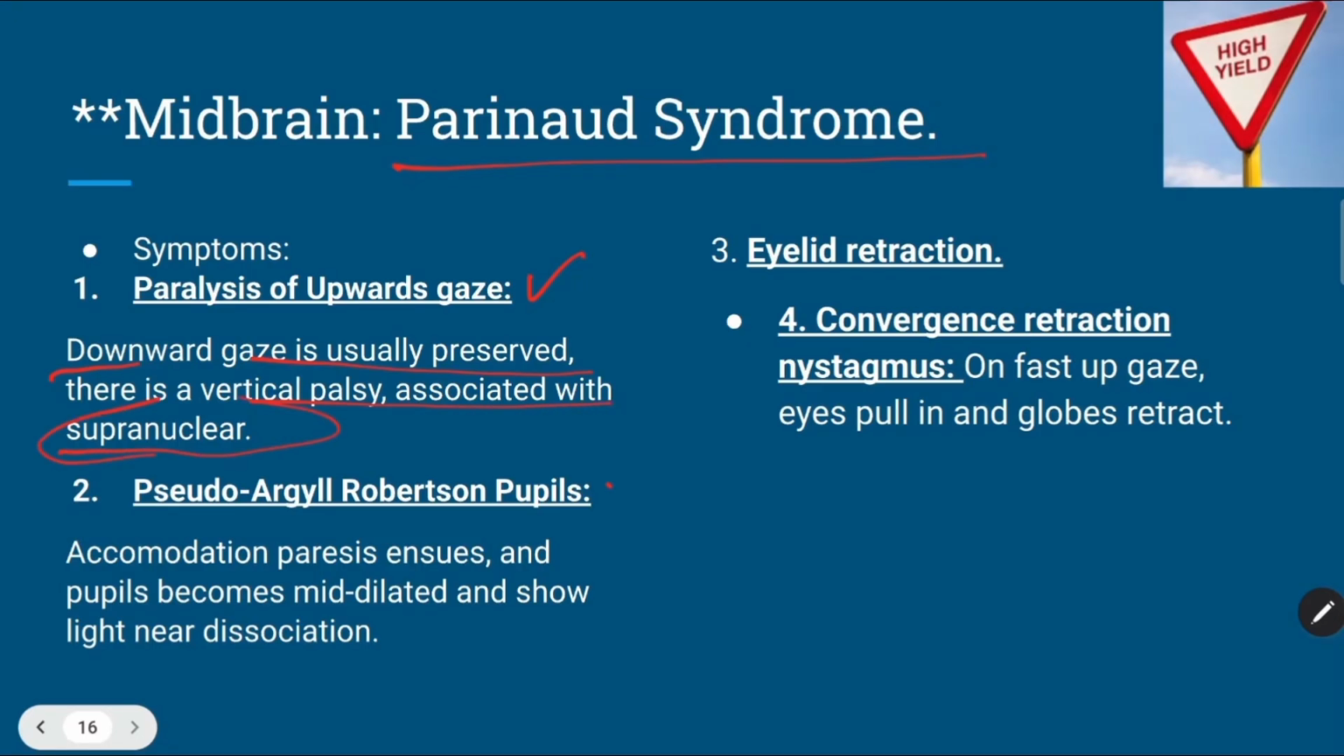Next, pseudo-Argyll Robertson pupils. The Edinger-Westphal nucleus takes a beating, leading to mid-dilated pupils with light-near dissociation. They will react to near objects but not light, plus accommodation paresis. So focusing is off. Then eyelid retraction. Think wide-eyed stares from pretectal damage. Finally, convergence retraction nystagmus. On fast upward gaze attempts, the eyes pull in and retract. Super distinctive. For Step 1, link this to pineal tumors or strokes in the dorsal midbrain, master these signs, and you will nail the localization questions.